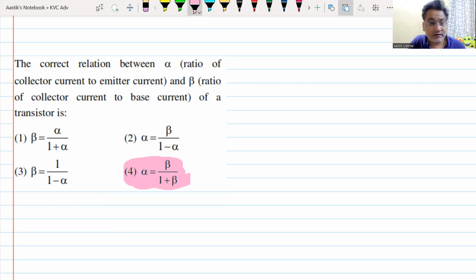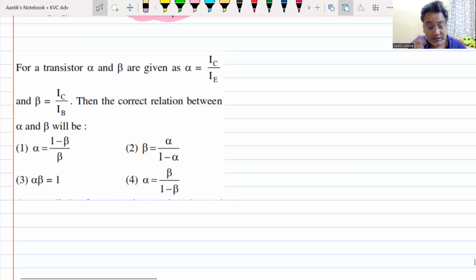Then you have again a similar question from JEE 2022. Which is the correct relation, my dear friends? What is the answer now? As you can see, if you can remember simple things in life, life is going to be pretty straightforward. And what is the answer? Option 2, sir. Option 2. Beta is equal to alpha upon 1 minus alpha.